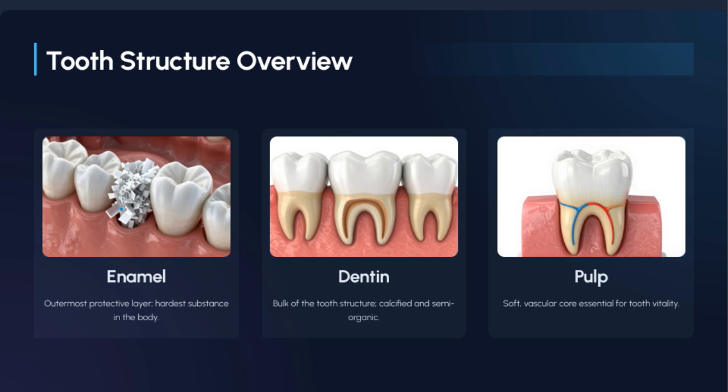Now, the outermost layer is the enamel. It's the hardest substance in the human body, serving as the protective shield for the underlying tissues. Understanding these layers helps us appreciate how each part plays a vital role in maintaining the tooth's health and functionality.